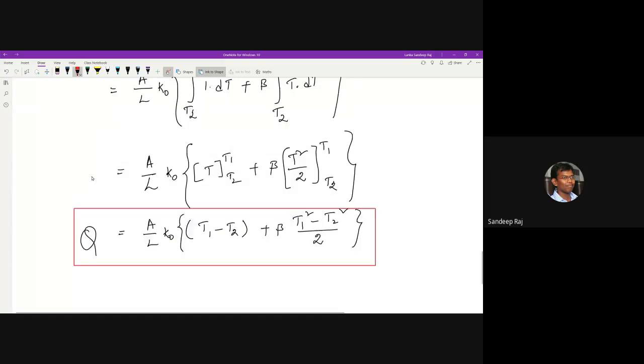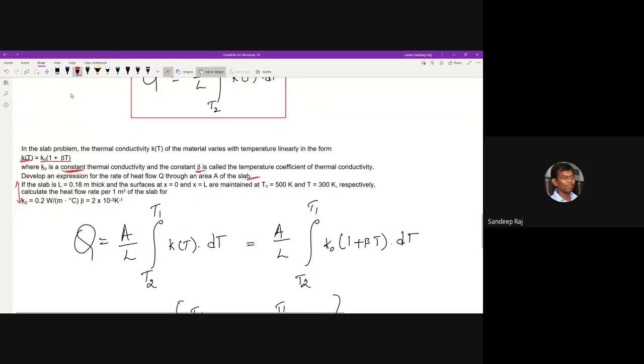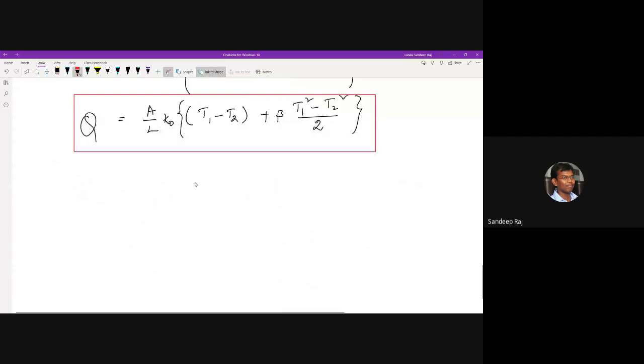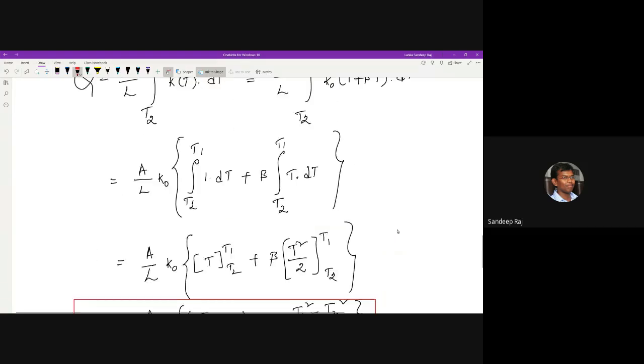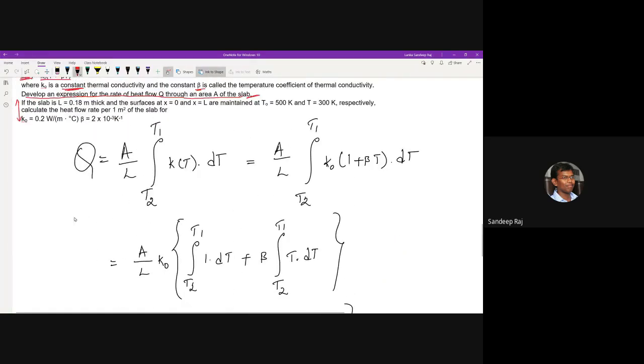See, what he is asking me to find in the question is to develop an expression for the rate of heat flow Q through area A of the slab. So for that, this will be the expression. Okay, this you can directly use as a formula, or you can derive it for yourself. My suggestion is, you remember this formula. As far as temperature dependent thermal conductivity is concerned, you remember this formula. When you remember this formula, you can derive whatever the case he has given.